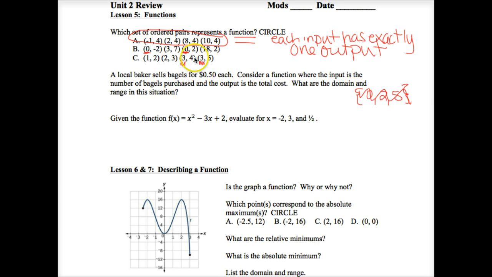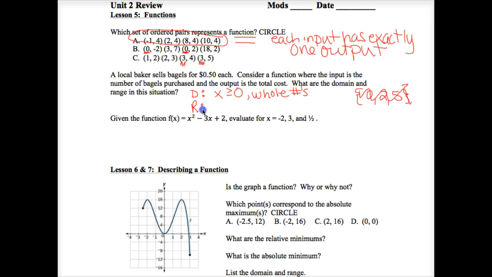But here, this is a real life situation, and it's talking about number of bagels for the input. So domain is the input values. We're just thinking about what values make sense for number of bagels. Obviously you could purchase no bagels, 1, 2, 3, 4, so on and so forth. So that is why we say that for the domain, x has to be greater than or equal to 0, because you can't purchase a negative number of bagels, and you also have to say whole numbers because you cannot purchase half of a bagel.